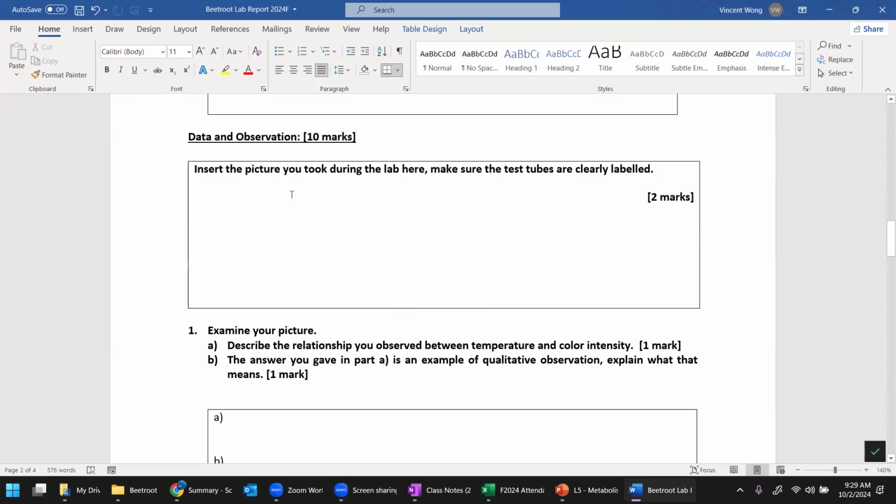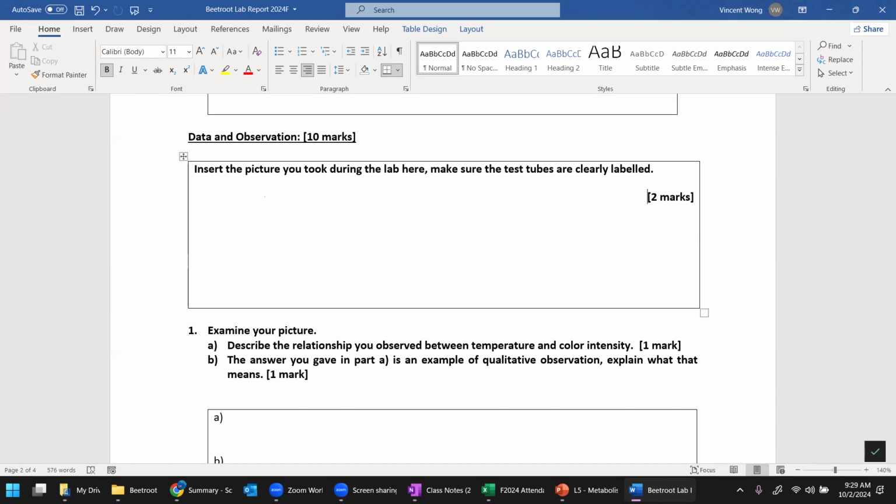Okay. Over here, in the data and observation, it says you can write on the sheet, okay? As I'm explaining to you, you can jot down notes, okay? Because you're not handing this in, right? You have to type it up to give it to me, right? Okay. This is just a rough copy, right?